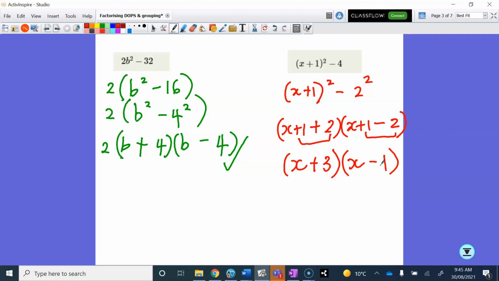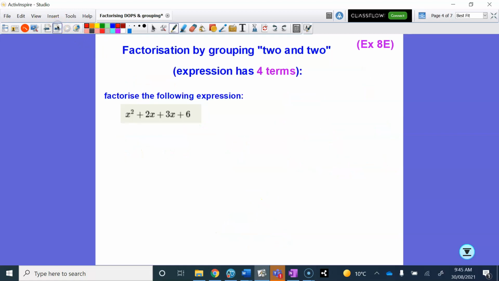I want you to have a practice with those sorts of examples today. The work that's related to those sorts of examples is in exercise 8D. At the end of the video, I'll pop up the suggested questions to do from 8D. And then I want to quickly move on to the next part of the work today.